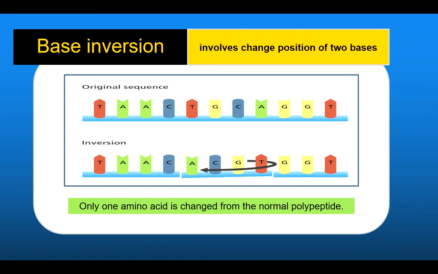Base inversion. Base inversion involves the change in position of 2 bases within the same DNA. Only one amino acid is changed from the normal polypeptide. The effect is not critical, unlike base insertion and base deletion.